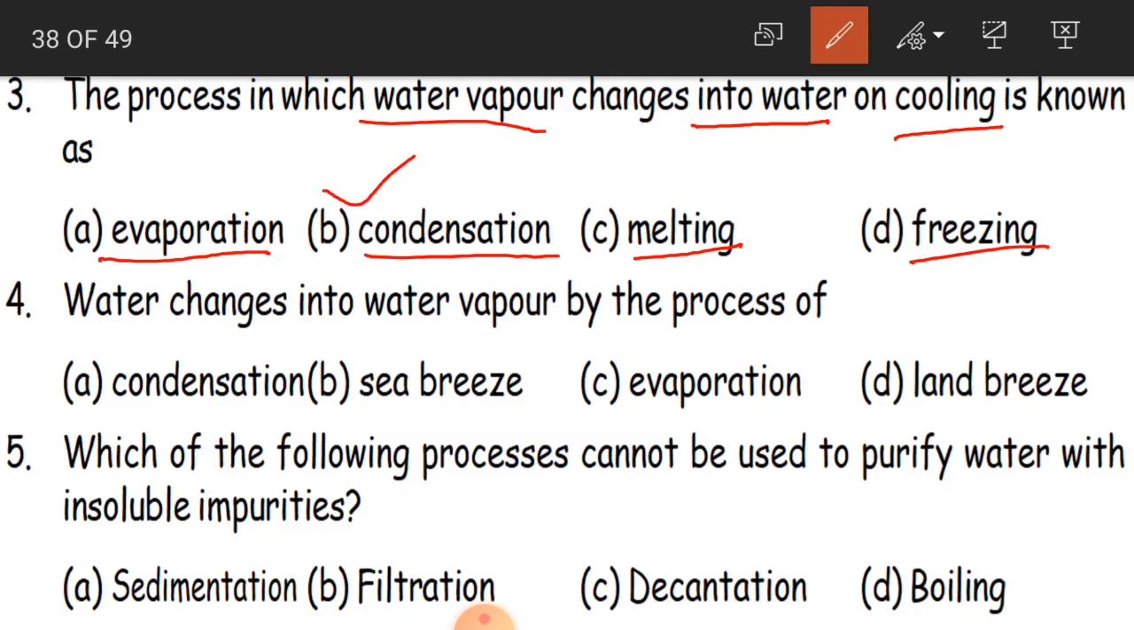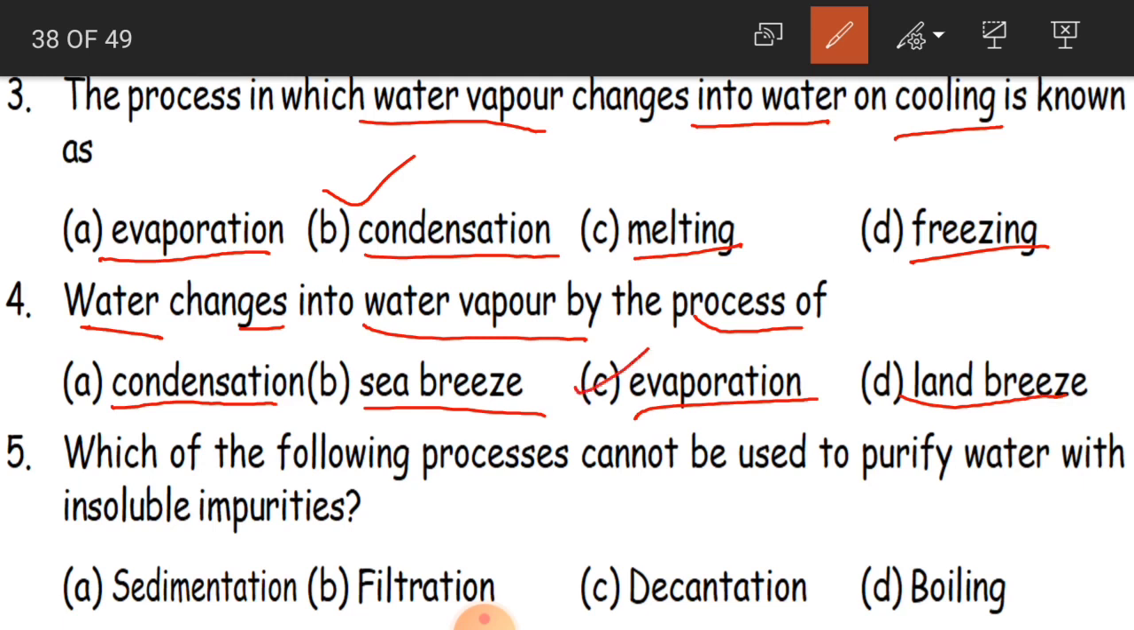Clear? Yes. Now the fourth question, water changes into water vapor by the process of either condensation, sea breeze, evaporation or land breeze. And the answer is evaporation. When we heat water, when the water gets heated, it is going to change into water vapor, and this is nothing but the process of evaporation. Clear children?